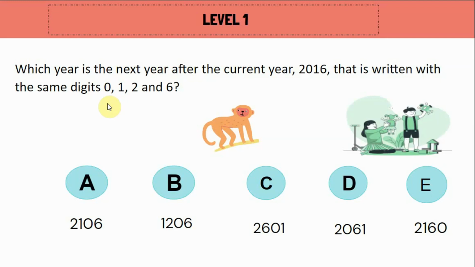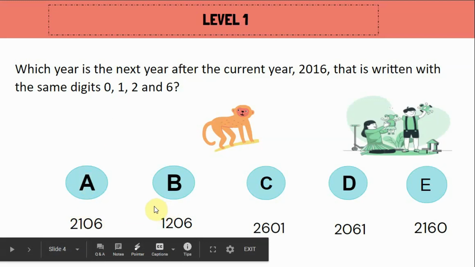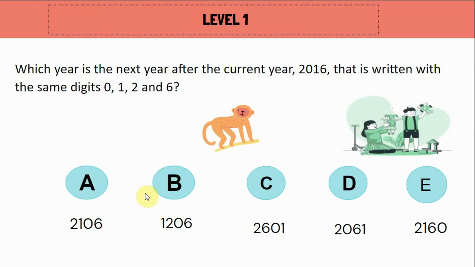Okay, so I'm going to start solving this question. If you haven't completed it, you may pause the video. Now the options are 2106, 1206, 2601, 2061 and 2160. We can see that option B, 1206, is definitely not the next year after 2016, because it starts with the digit 1. So we need to strike off that answer. That's definitely not the correct answer. So we have A, C, D and E left.